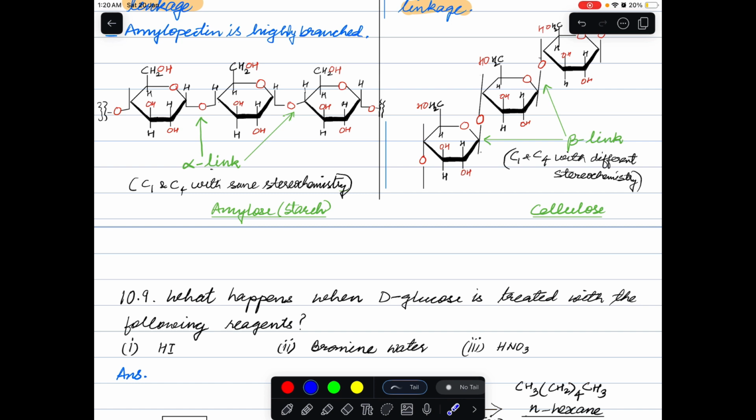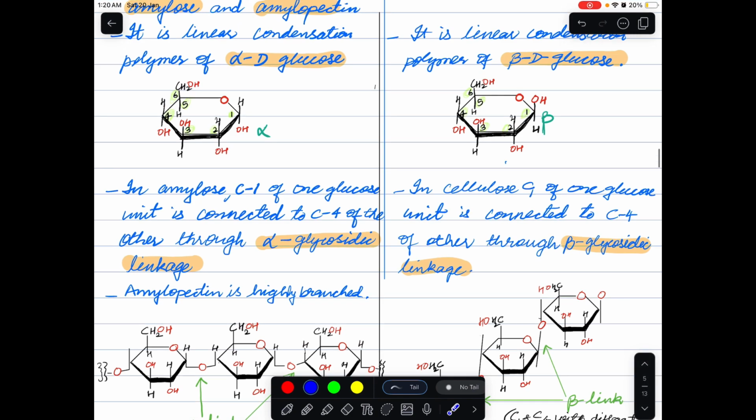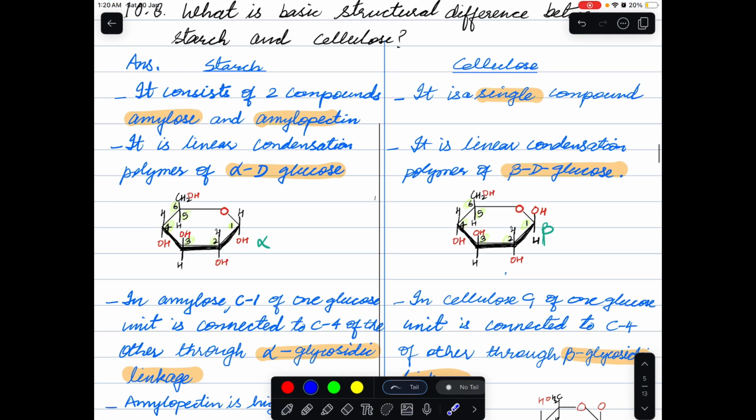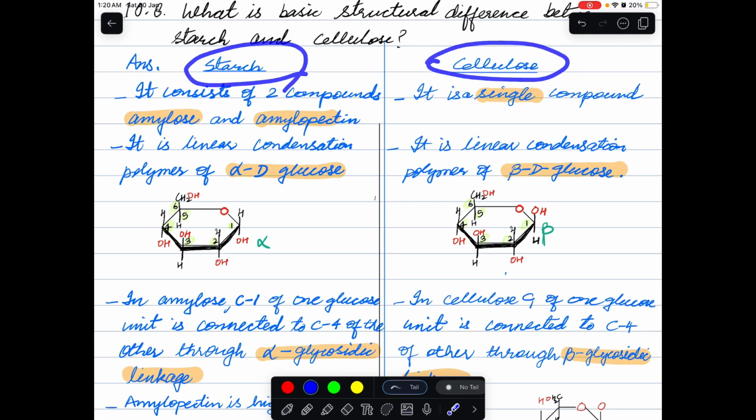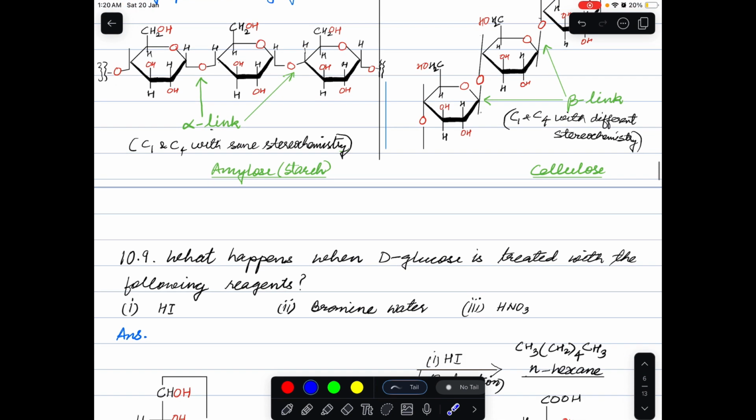So in case of alpha link, the two carbons which are involved have the same stereochemistry, while in case of beta link, the two carbons which are involved have different stereochemistry or 3D orientation of the OH group. So this is all about the difference between starch and cellulose. I hope it is clear to you.